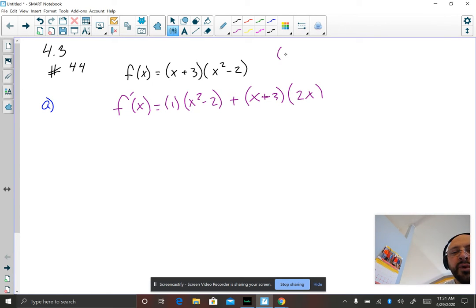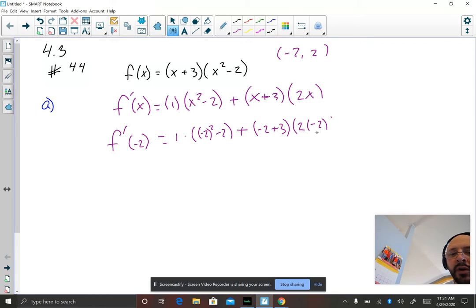Now, since the given point was -2, 2, we're going to take the x value, that's all we can do, and substitute it into our derivative function. That's what I'm doing here. Well, let's hope we do this right. And I'm going to show you how to check your work. That's basically what they want you to do in parts B and C.